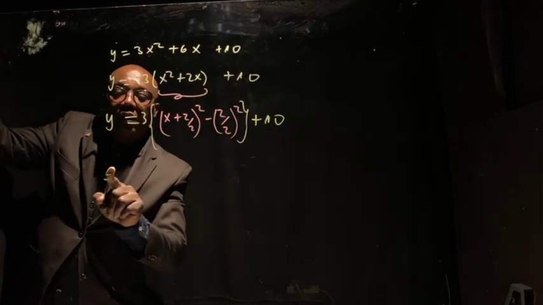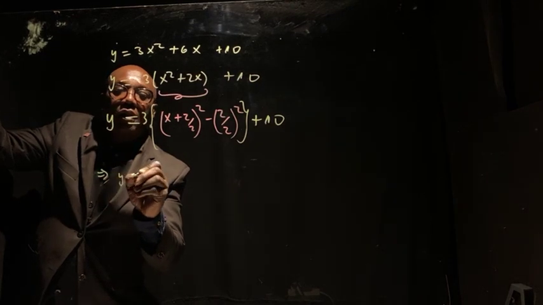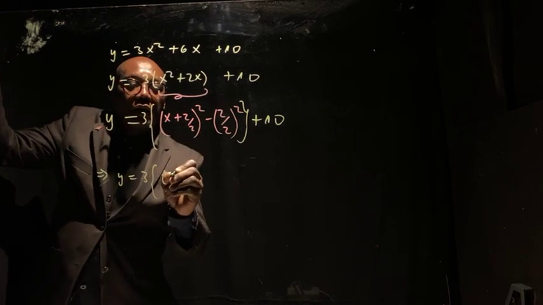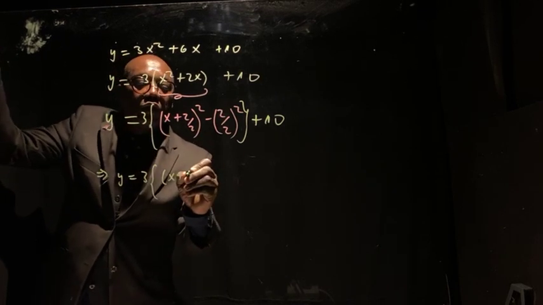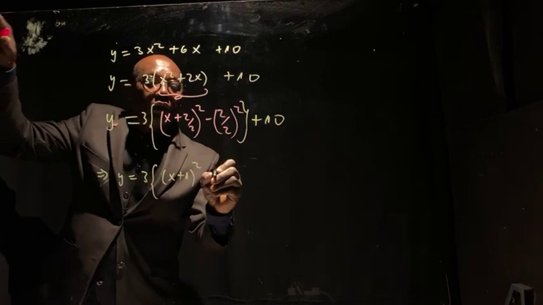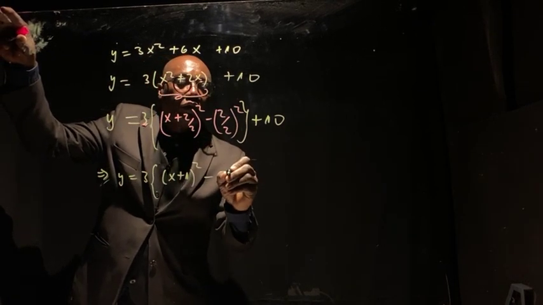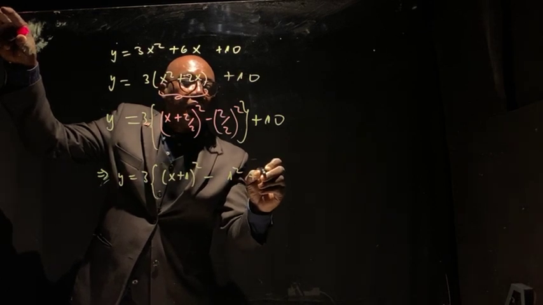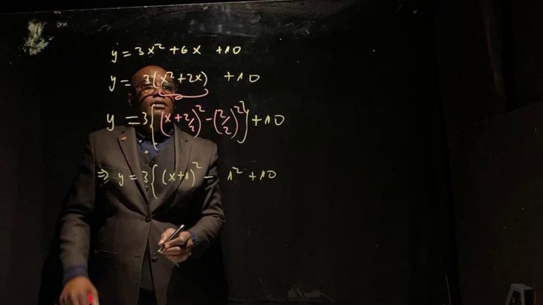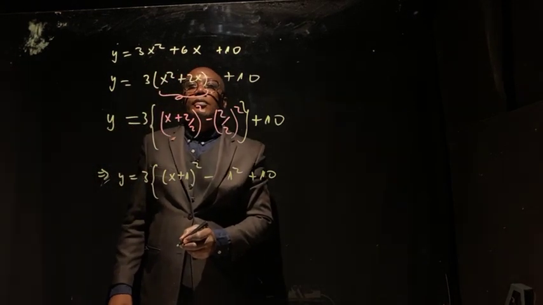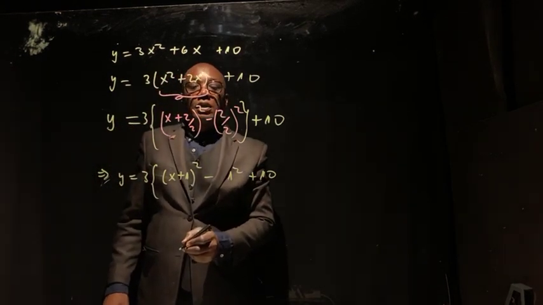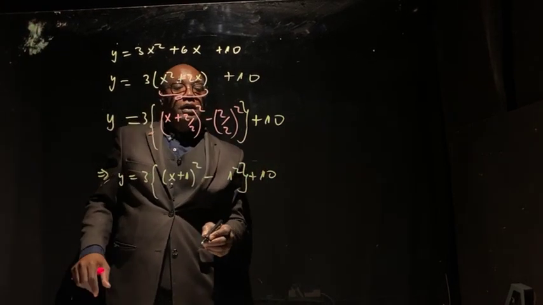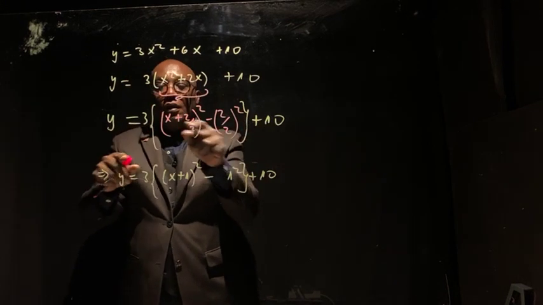So it becomes y equals 3, which is this one. Then we have x plus 2 over 2, equal to 1. Then we have squared, minus 2 over 2, equal to 1, 1 squared, plus 10. Very good. There's a bracket here. Very good. This portion. Good.